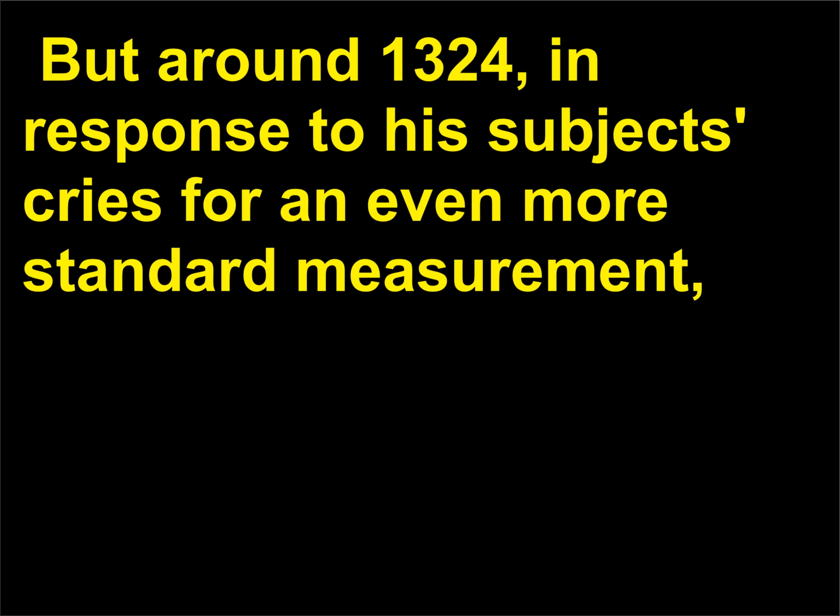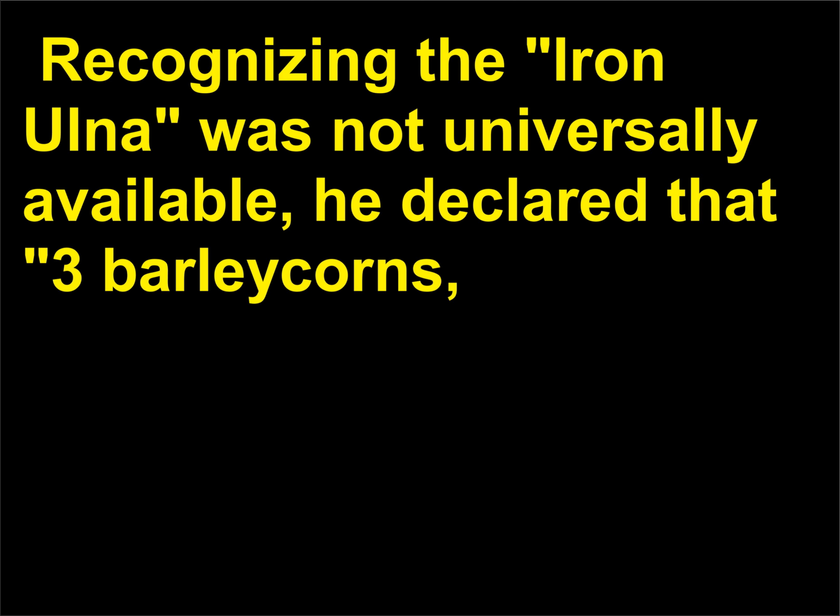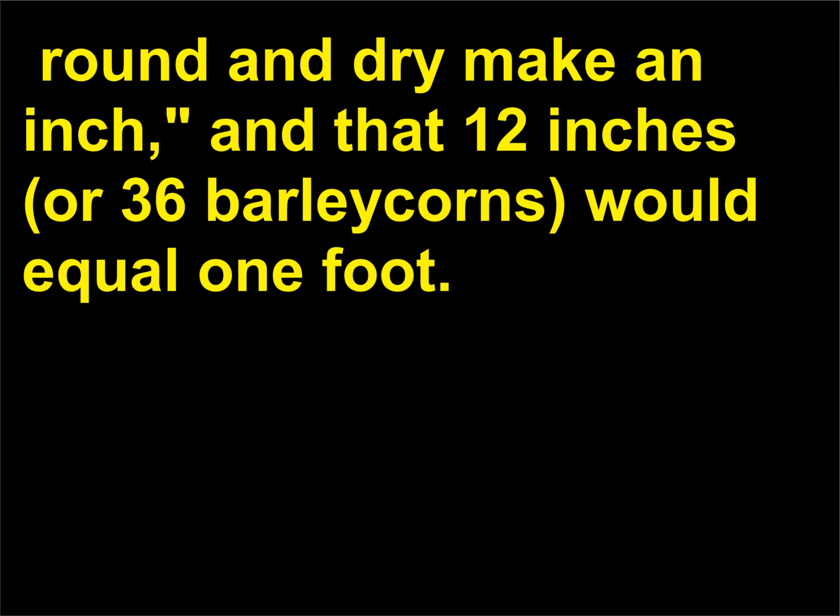But around 1324, in response to his subjects' cries for an even more standard measurement, England's King Edward II (1284 to 1327) changed things again. Recognizing the iron ulna was not universally available, he declared that 3 barley corns, round and dry, make an inch, and that 12 inches, or 36 barley corns, would equal 1 foot.